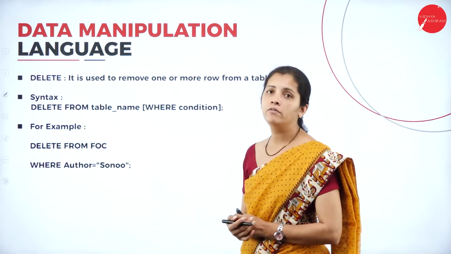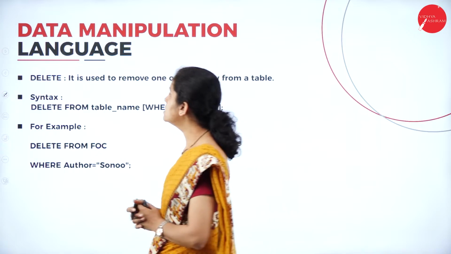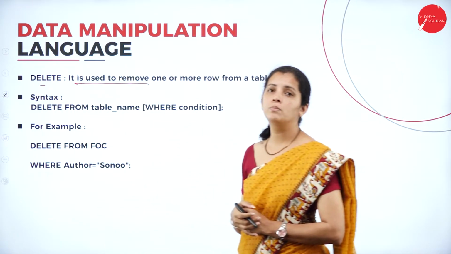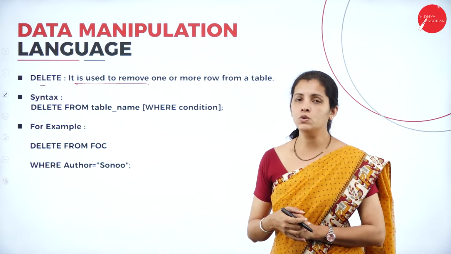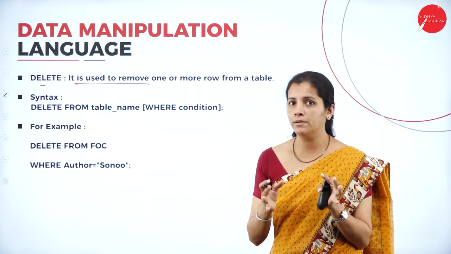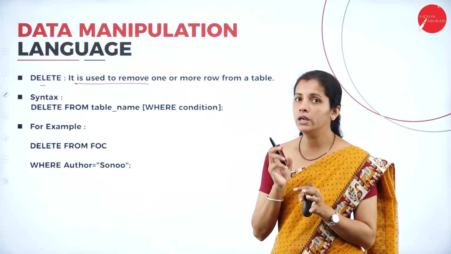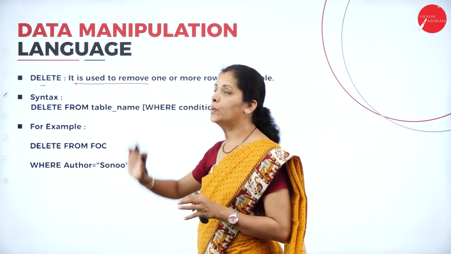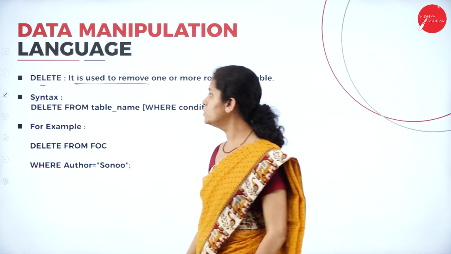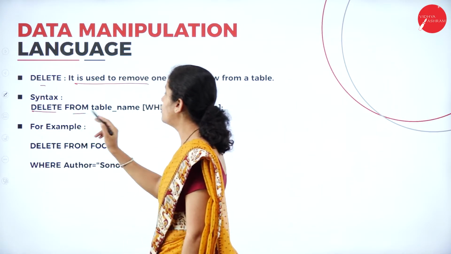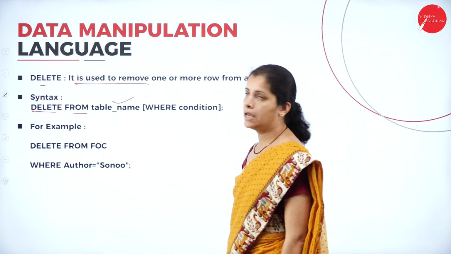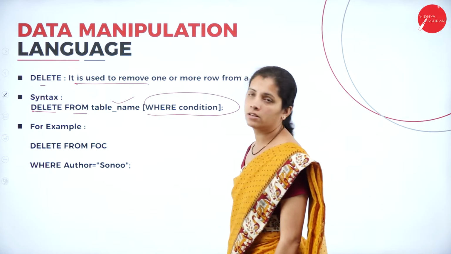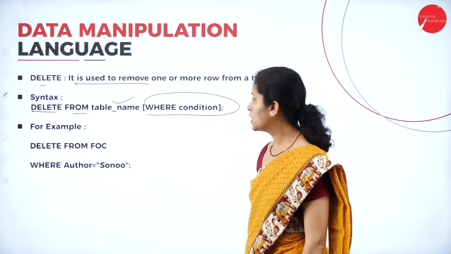Now I'm going to have delete. So what is this delete? It is used to remove one or more rows. Drop means what? I'm going to drop the table. But if I want to delete a particular row, then I can go with the delete command. So syntax: delete from table name. I can even specify the condition, that is nothing but the where clause.